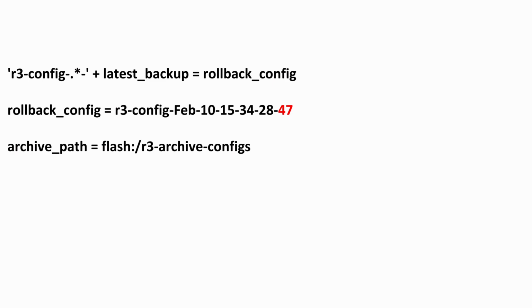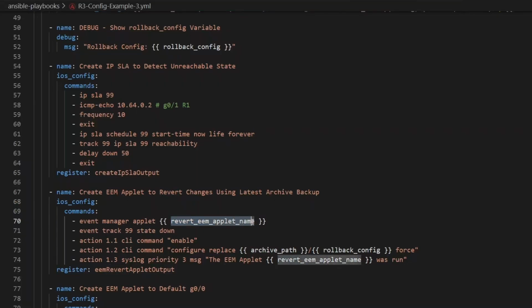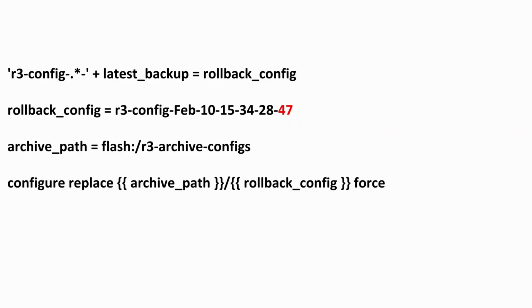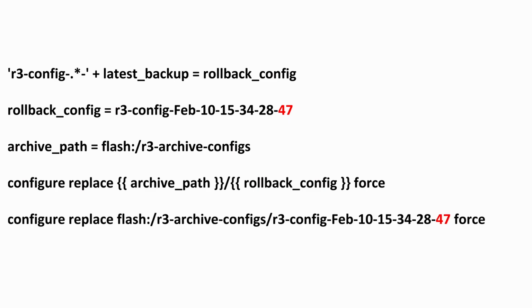In our example, the rollback config variable would look like this, and the archive path variable, which is static, would look like this. We combine the archive path variable with the rollback config variable inside the EEM revert applet using the configure replace command like this. Notice how the / separates both of the variables and creates valid syntax. Once again, referring back to our example, the configure replace command would look like this.